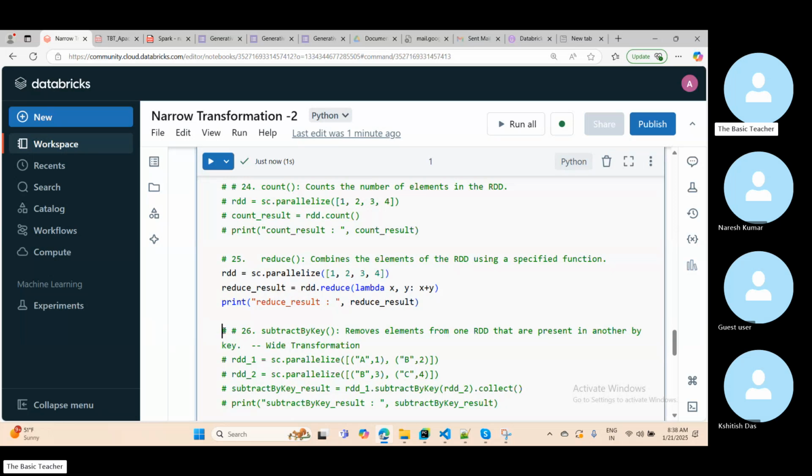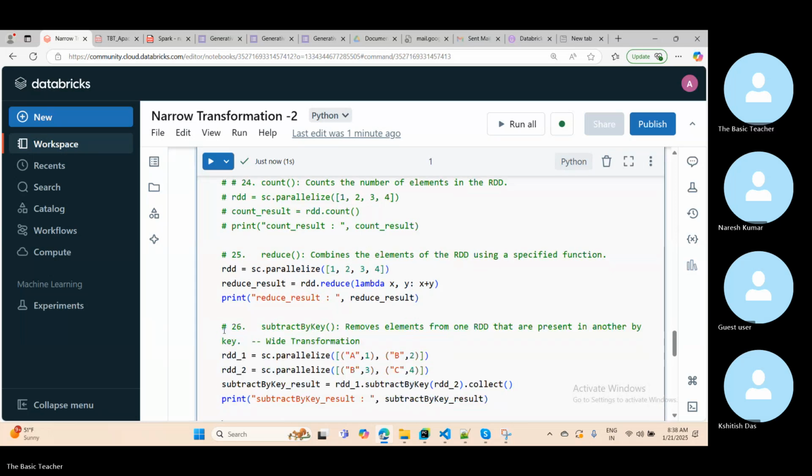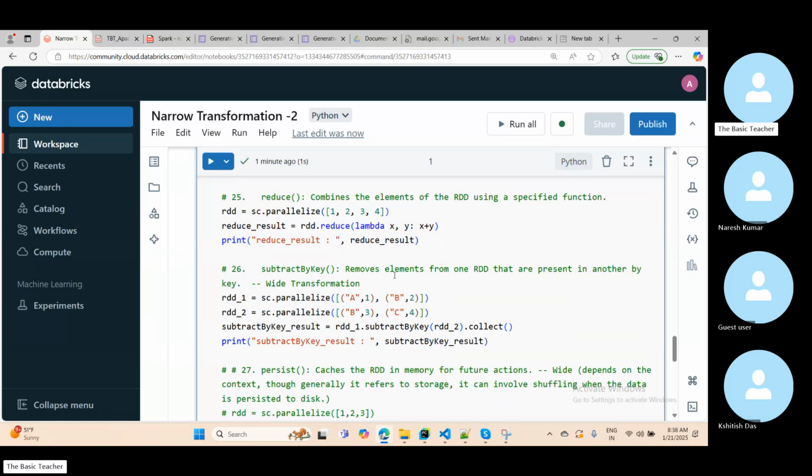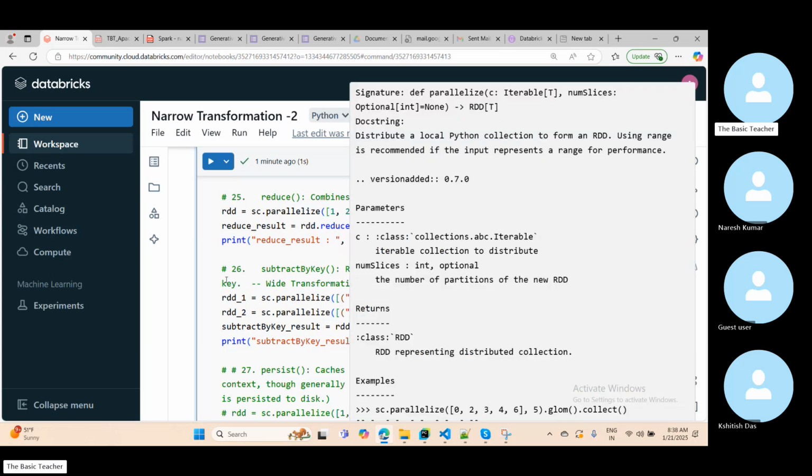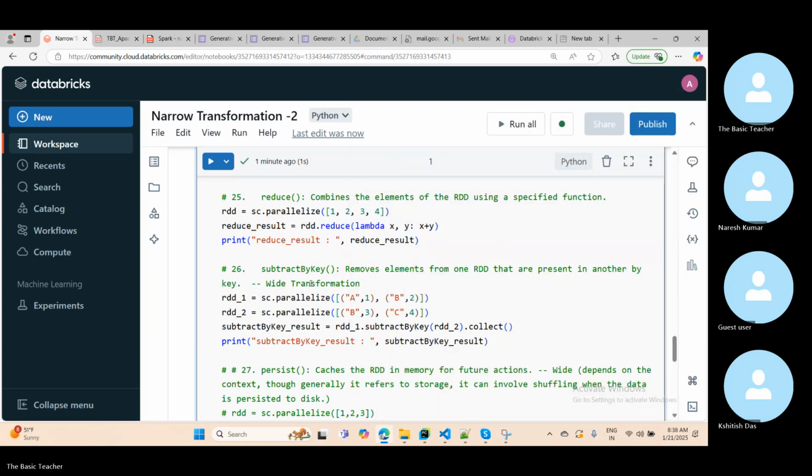Okay. Then we have subtractByKey. Let me uncomment. So subtractByKey is going to remove elements from one RDD that are present in another RDD, and it will be doing this based upon the key. And again, this is part of wide transformation because this is going to shuffle the data.